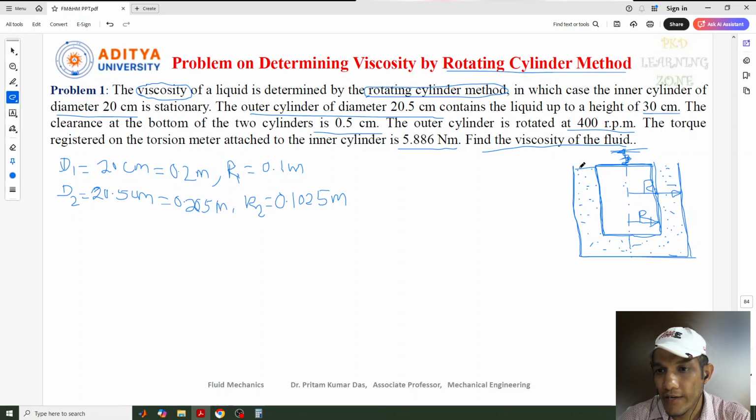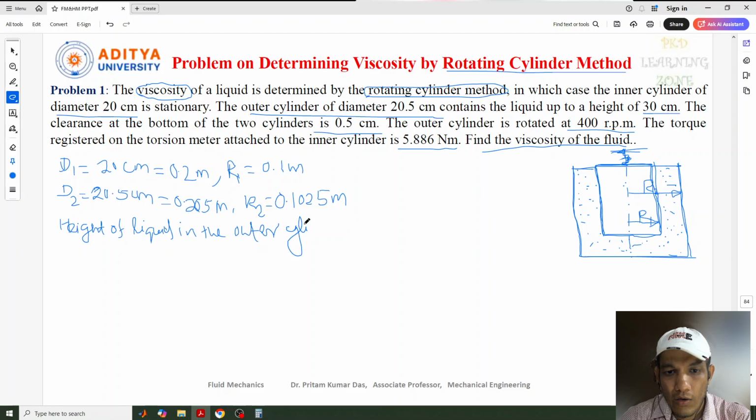Now the outer cylinder contains a liquid up to a height of 30 centimeter. This is the height of liquid in the outer cylinder, which is given as 30 centimeter, and we can also convert this into 0.3 meter.